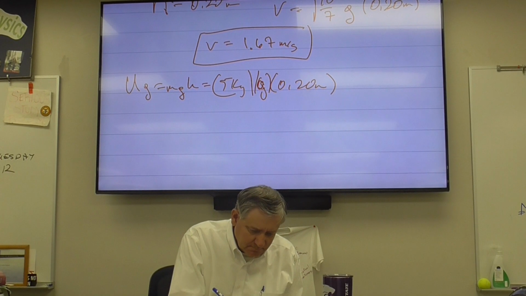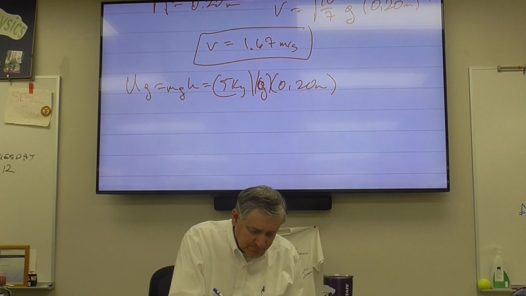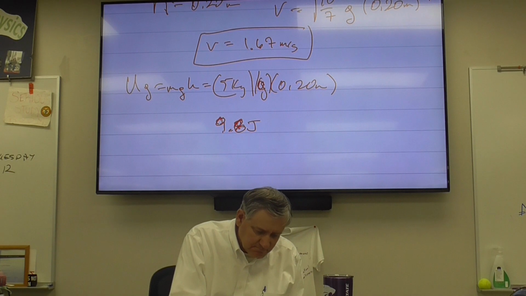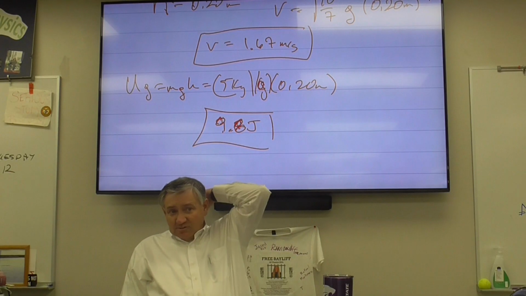I accidentally multiplied by 2, not 0.2. 0.2, 9.8. Okay? That makes sense if you think about it. It's 5 and then 1/5. So that's the total amount of energy.